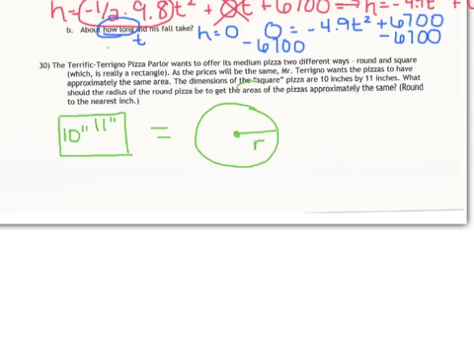And again, what I'm comparing here are the areas. So I need to think about how to find the areas of these pizzas. Area of this pizza is 10 times 11. Area of this pizza would be found by doing pi r squared. So 10 times 11, that's 110. And I know that that has to equal pi r squared. And what I'm trying to find is the r value. So let's solve for r.